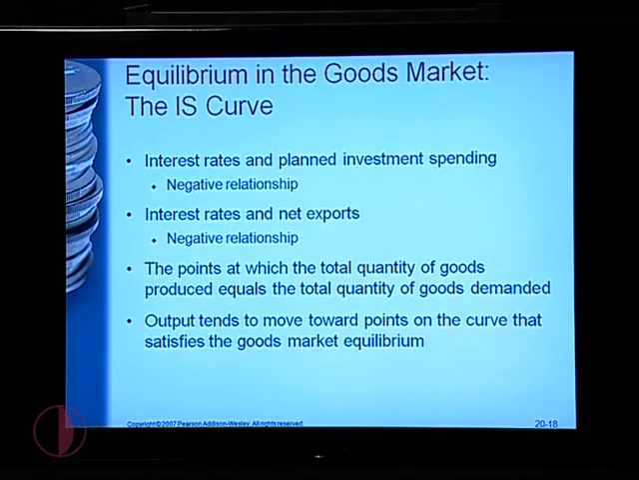Equilibrium in the goods market, the IS curve. Interest rate and planned investment spending have a negative relationship. Interest rate and net export also have a negative relationship. That is, when one increases, the other decreases, or when one decreases, the other increases. Equilibrium is the point at which the total quantity of goods produced equals the quantity of goods demanded. Output tends to move towards the point on the curve that satisfies goods market equilibrium.